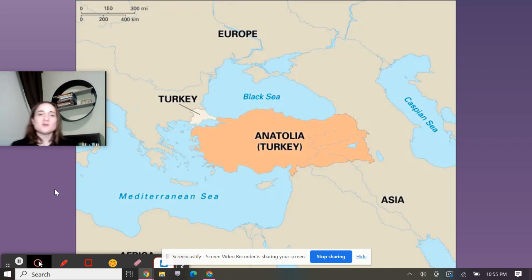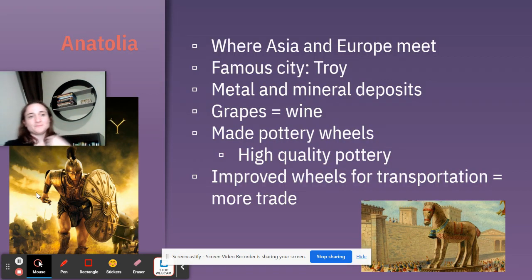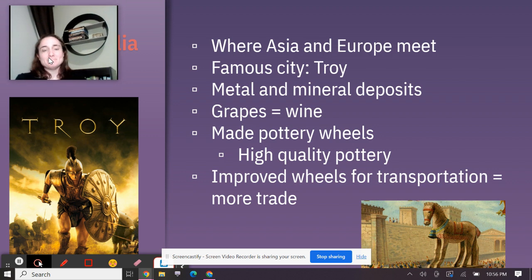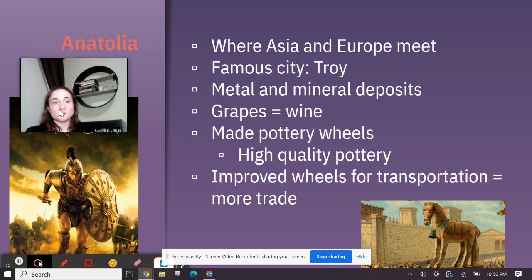Anyway, so next up, we're also going to talk about Anatolia. So we talked a little bit about this before in some other slides, but again, it is where modern day Turkey is. Ooh, sorry, my voice is cracking. All right, so where Asia and Europe meet is Anatolia, okay?